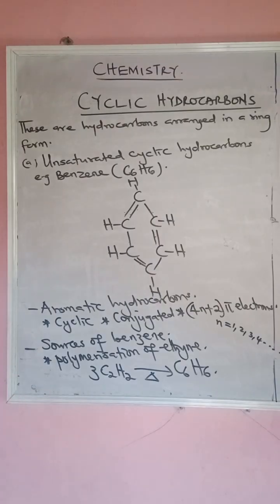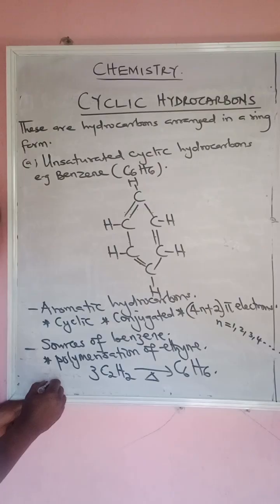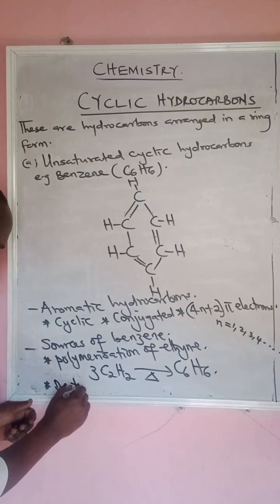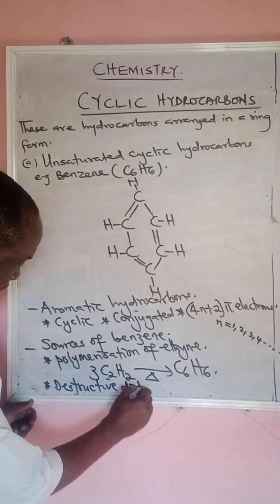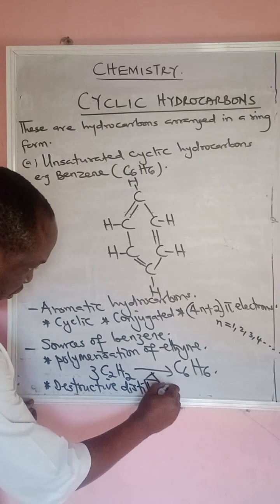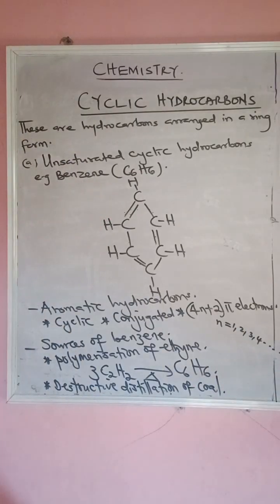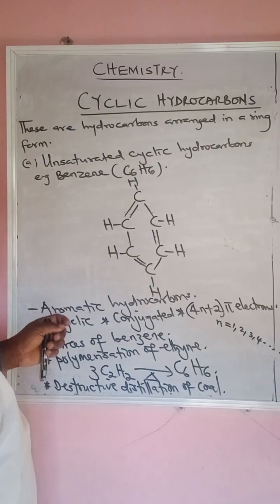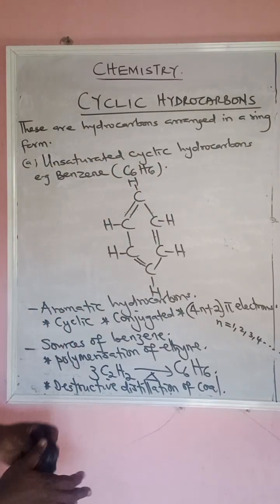Another source is destructive distillation of coal. Under destructive distillation of coal, we noted that benzene is a cyclic unsaturated hydrocarbon, and it is aromatic.